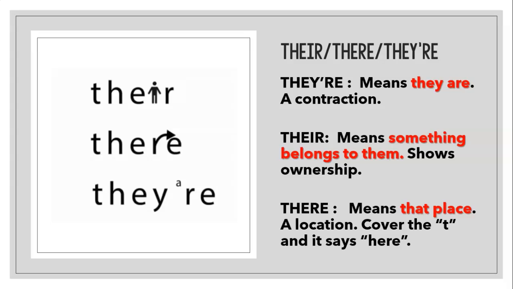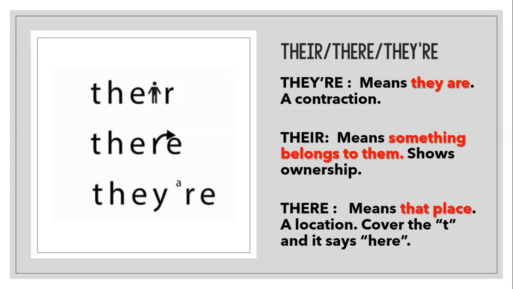There with a they apostrophe R-E means they are. It's a contraction. They are going to the store. There with an E-I-R means something belongs to them. It shows ownership. Their house is painted red.